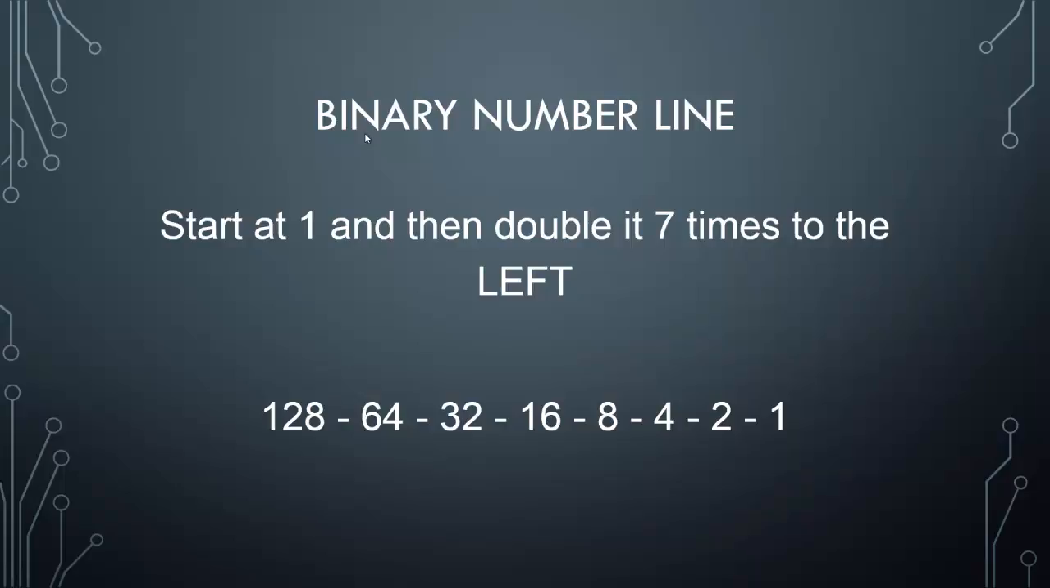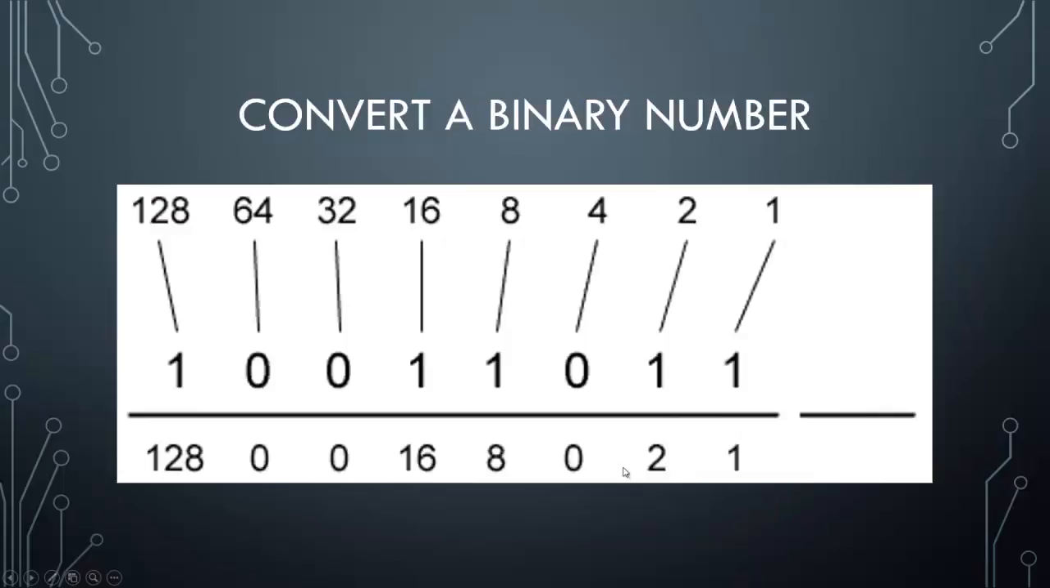So to start converting from binary and figure out what these numbers are, we start with the number 1, and then we double it 7 times to the left, and this creates our number line. And then we use this to translate what the binary digit means. So I start with a 1, and then I double it 7 times. So 1 times 2 is 2, 2 times 2 is 4, 4 times 2 is 8, 8 times 2 is 16, 16 times 2 is 32, 32 times 2 is 64, 64 times 2 is 128. So I start with 1 and I double it 1, 2, 3, 4, 5, 6, 7 times. And that gives me my 8 bits.